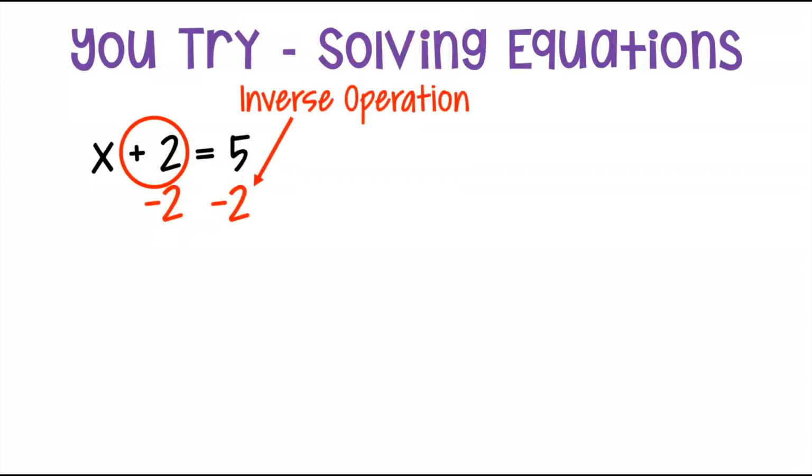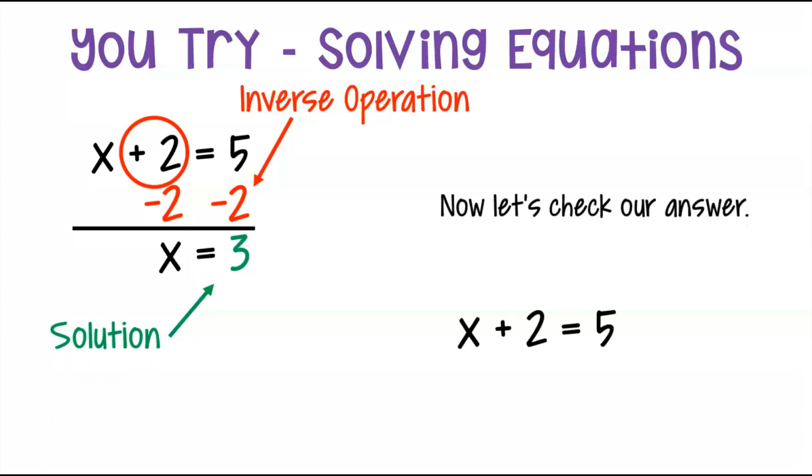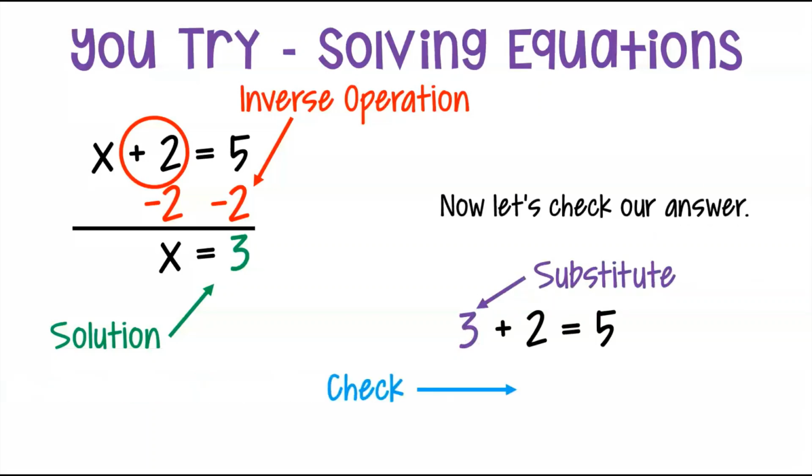When I do that, that's the inverse operation step. Then we'll actually do the math. So we end up with x equaling 3 because 5 minus 2 is 3. That is our solution. Don't forget to go check your answers to make sure you're correct. If I take the original equation and I substitute in 3 where x is, I should get the same thing on both sides. Well, 3 plus 2 does in fact equal 5. So I know I'm good to go.